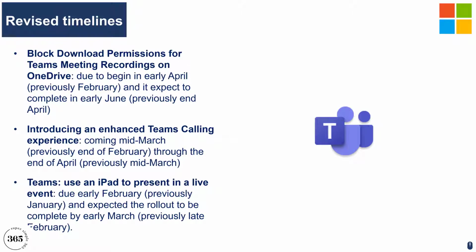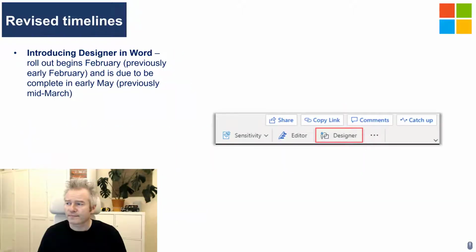Using iPad to present at a live event, that's been put off until early February and it should be complete early March. This one here, the designer in Word, that's coming at some point in February and should be complete early May. That's a massive tail, isn't it? That's a great big long stretch between the start and the finish. Like I say, if you're interested in any of these, I've covered them on previous videos and previous blogs. Go back and have a look.